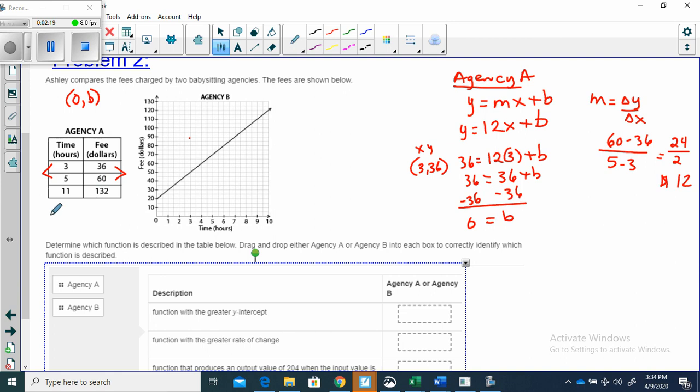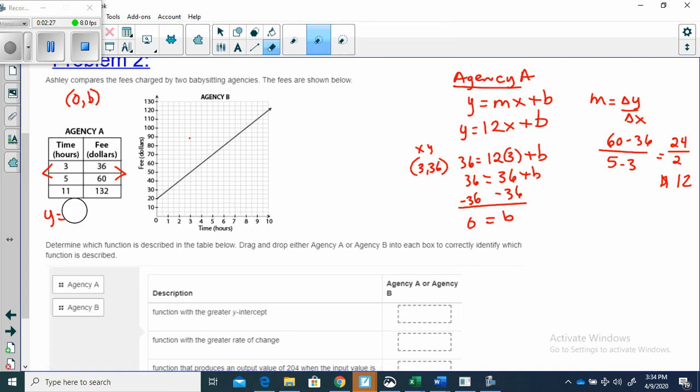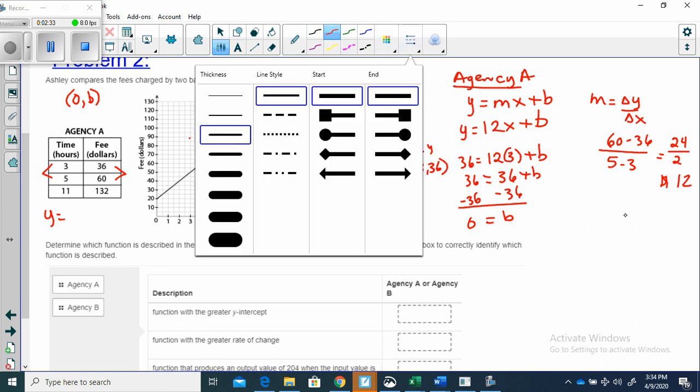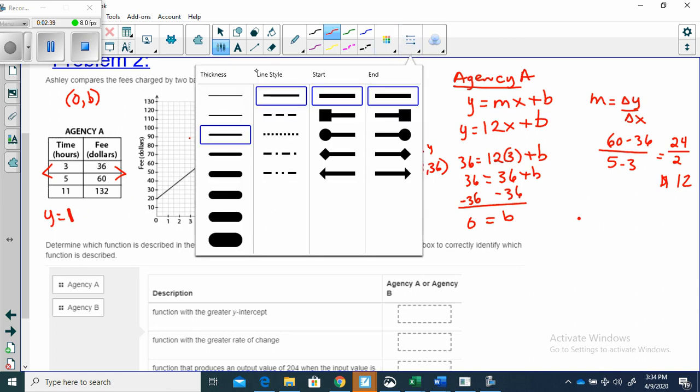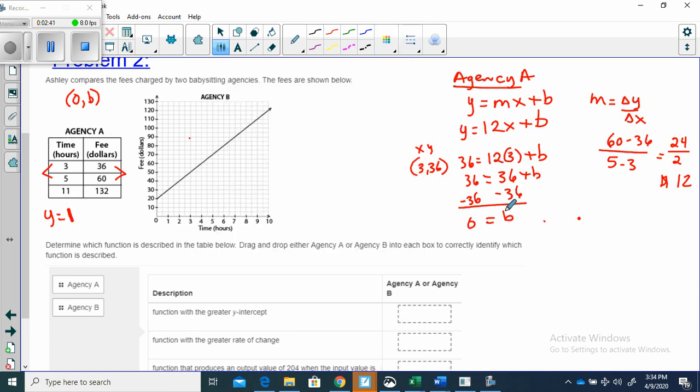So the equation here for this one is y is equal to... excuse me. What is our rate of change? It's 12, okay? It's $12 per hour. Y is equal to 12 times x. Oops, I got the wrong size pen. Y is equal to 12 times x, okay? Now, on this one, there's an initial fee of $20.